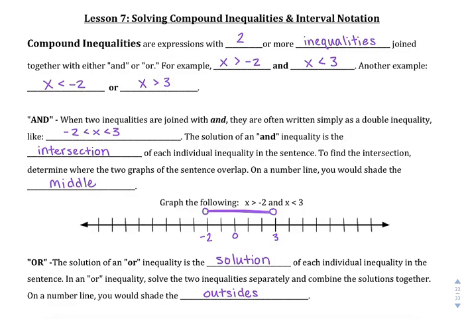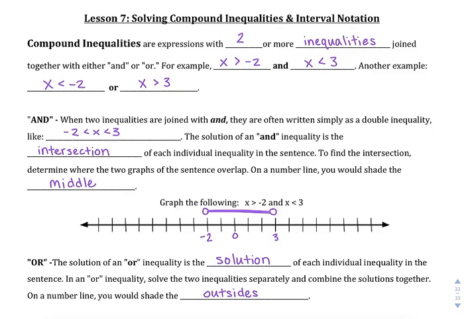In this lesson, we're going to look at compound inequalities and how to write their solutions in interval notation. Compound inequalities are expressions with two or more inequalities. So it's what we've kind of been doing, it's just now there's two in one. And they're joined together with either "and" or "or."